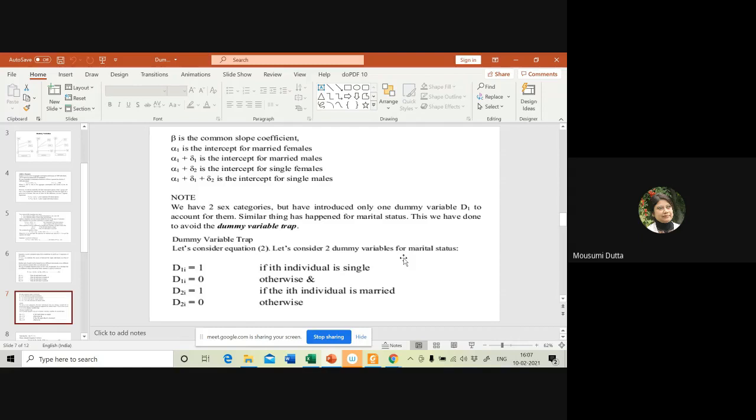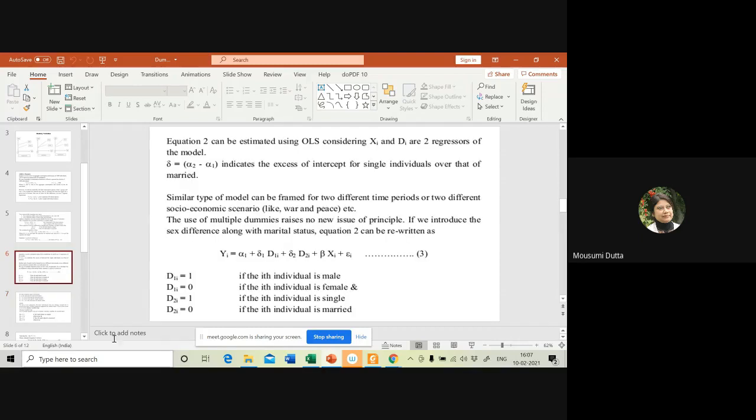Whenever I am introducing a particular dummy variable, say marital status or gender, there are 2 categories. However, I am indicating a single dummy variable D1I. To indicate the other variety, I am not using another variable D2I. I am not using 2 different dummy variables for 2 different categories. So if there are 2 categories, I am using one single dummy variable.